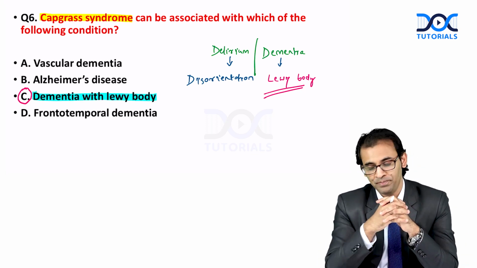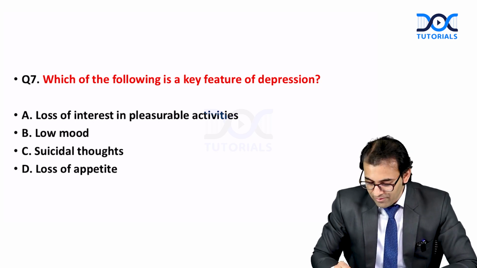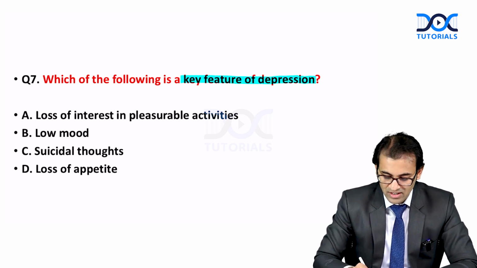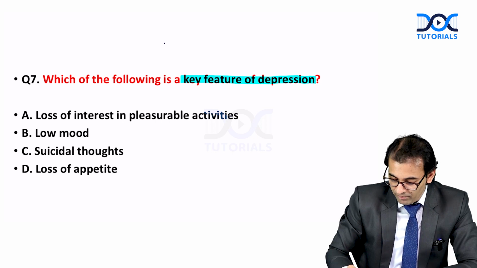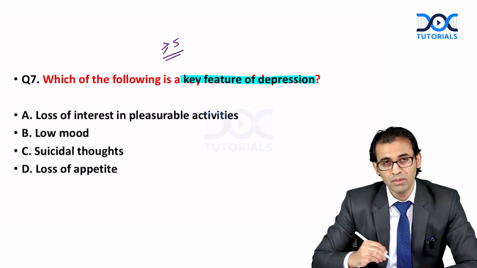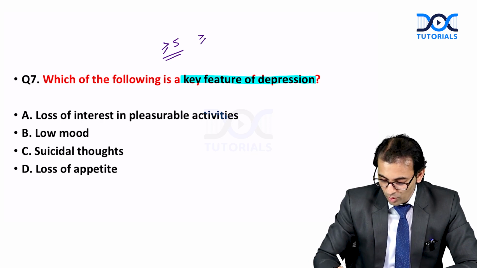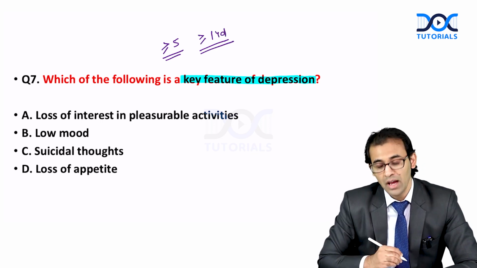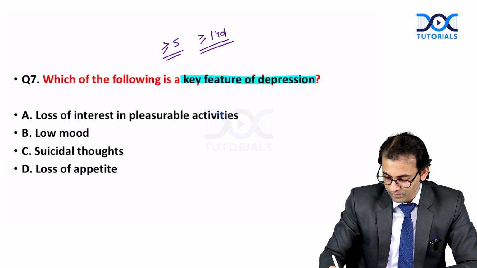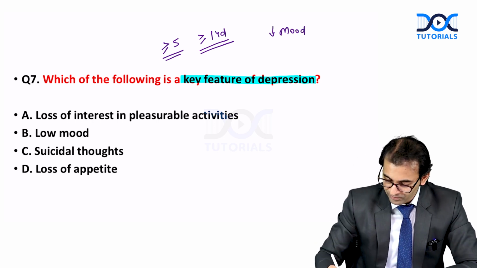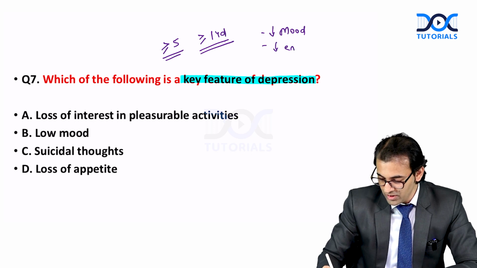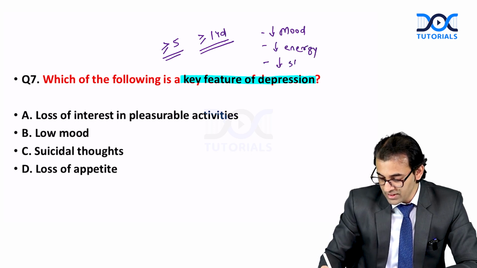Next question, which of the following is a key feature of depression? Depression has always been a favorite topic, right? I have taught you that out of 9 to 10 symptoms, a minimum of 5 symptoms should persist for at least 14 days, for more than 2 weeks. What are the symptoms? Most importantly, low mood, lack of energy, sleep problems, insomnia, and psychomotor changes.